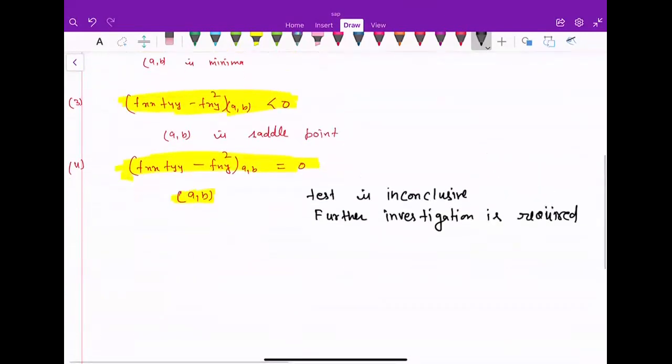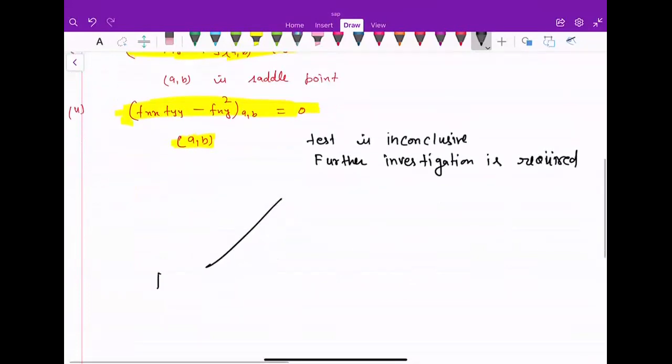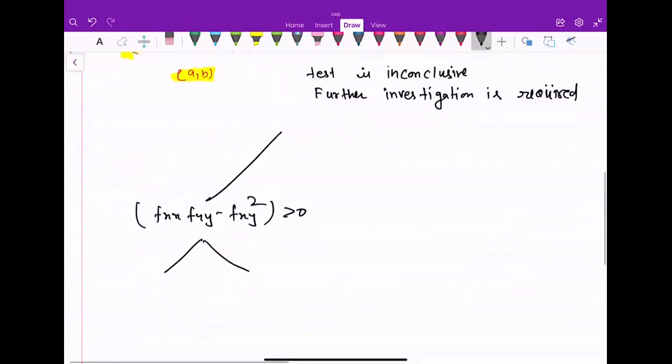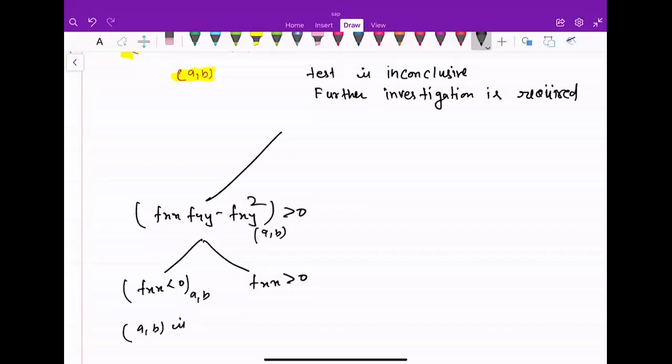If we assume something like fxx fyy minus fxy square, if it is greater than 0, then we will check again whether fxx is less than 0 or fxx is greater than 0. If it is less than 0, then AB is maxima. If it is greater than 0, then AB is minima.